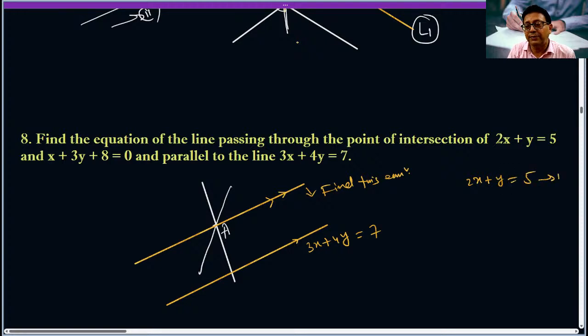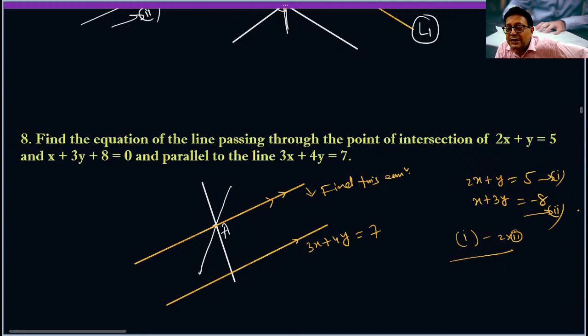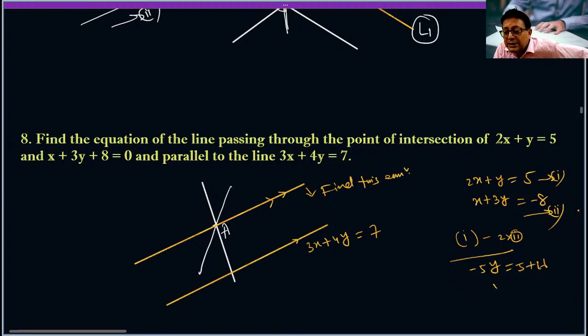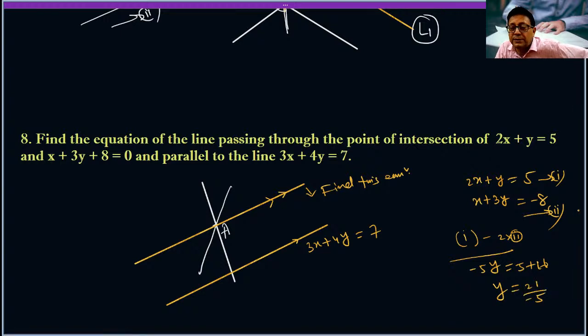2x plus y equals 5 and x plus 3y equal to minus 8. Solve these two. So 1 minus 2 into 2. If we do, 2x get cancelled. Minus 5y equals 5 plus 16. So y is going to be 21 by minus 5.